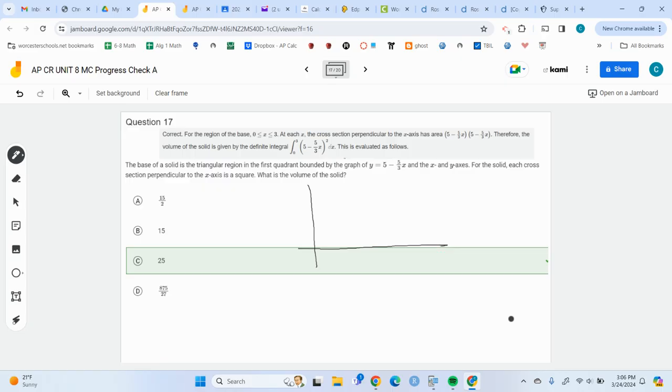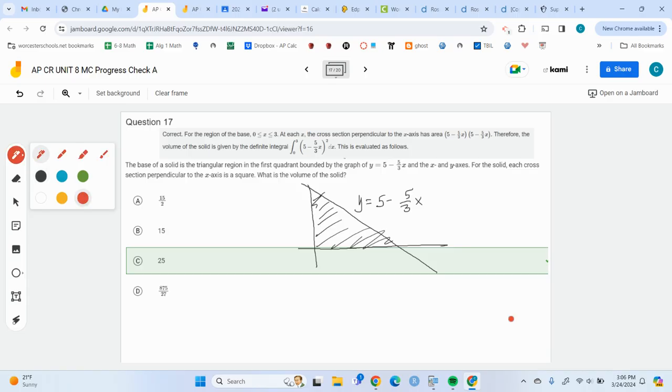17, the base of a solid is the triangular region in the first quadrant, bounded by the graph of y equals 5. So this is a line with a negative slope starting at 5, and the x and y axes. So this is my base here. So y equals 5 minus 5/3 x. For the solid, each cross-section perpendicular to the x-axis. Okay, so I know that a random base looks like this. I'm perpendicular to the x-axis, and I have a square.